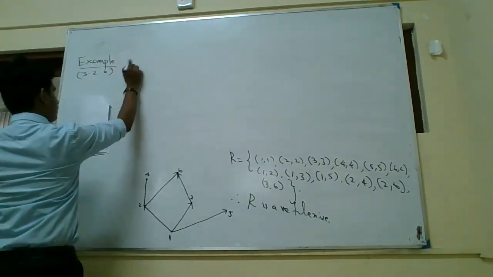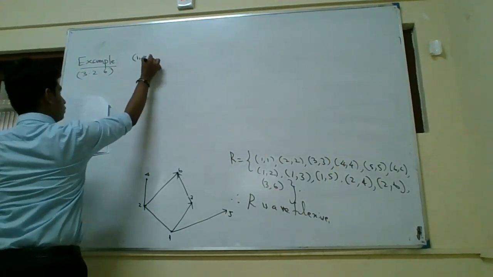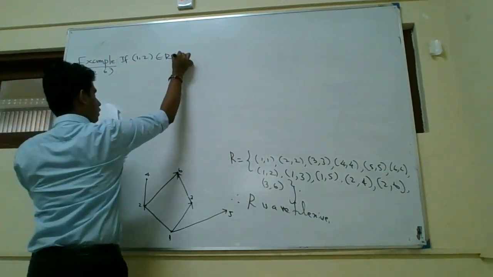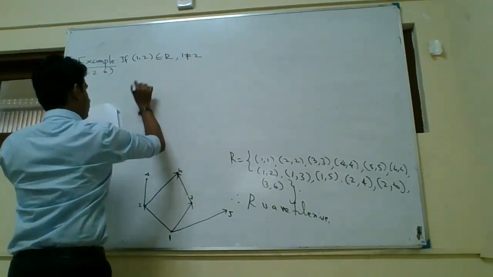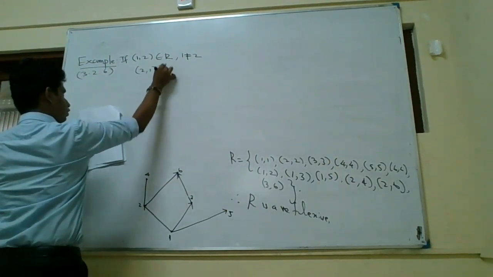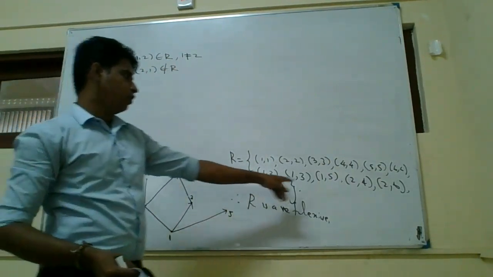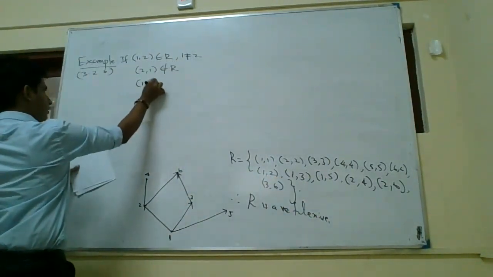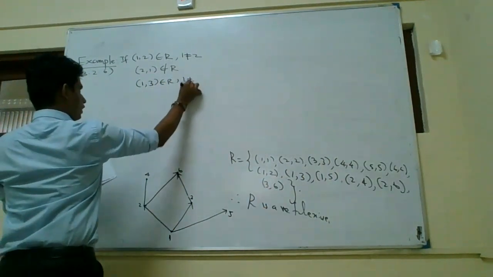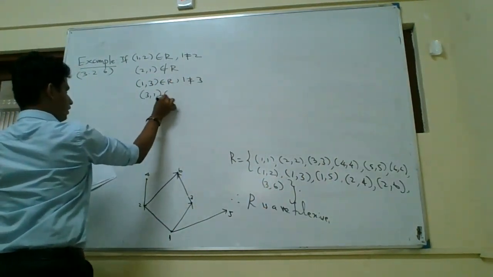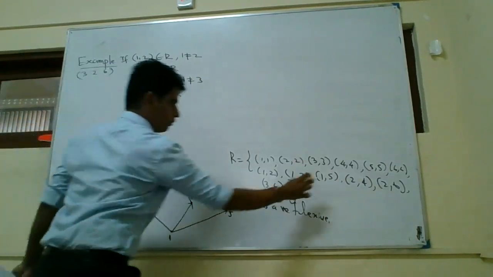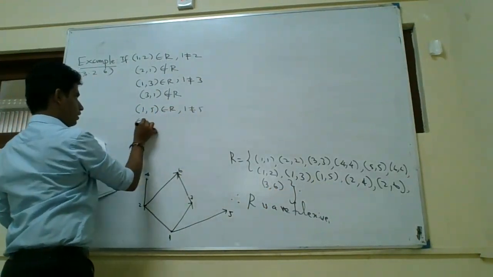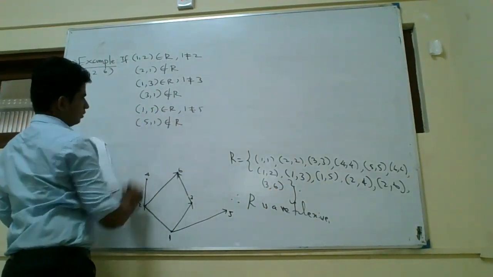For the antisymmetric case, suppose 1, 2 belongs to R, obviously 1 is not equal to 2. Therefore, obviously 2, 1 does not belong to R. Is it okay? Therefore, the case is okay. Let's check 1, 3. 1, 3 belongs to R, but 1 is obviously not equal to 3, but 3, 1 does not belong to R. Like that for 1, 5: 1, 5 belongs to R, but 1 is not equal to 5, but 5, 1 does not belong to R.